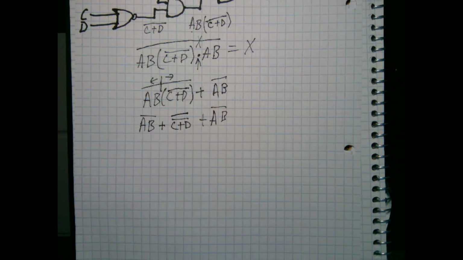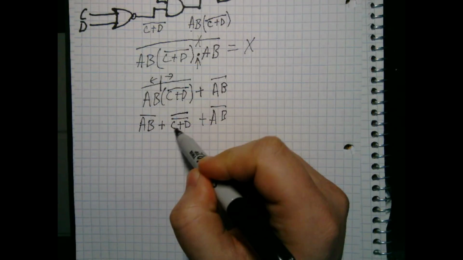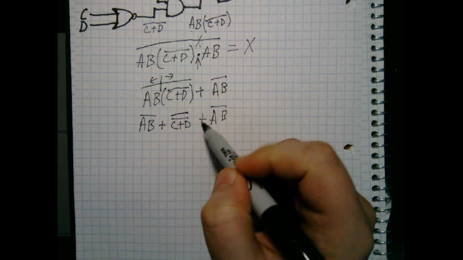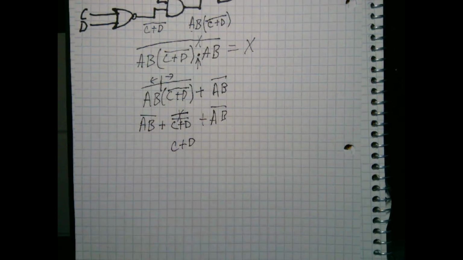Now the very obvious thing is this double bar. Two bars over the same exact value, in this case C ORed with D, cancel out. So now we just get C ORed with D, no bars.